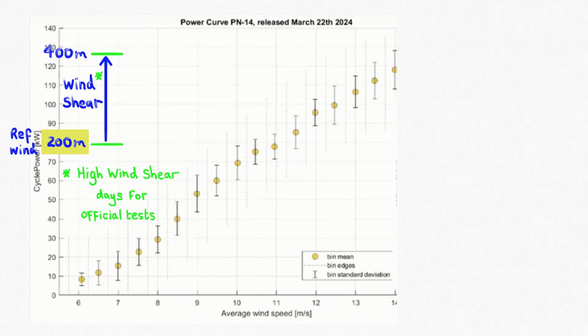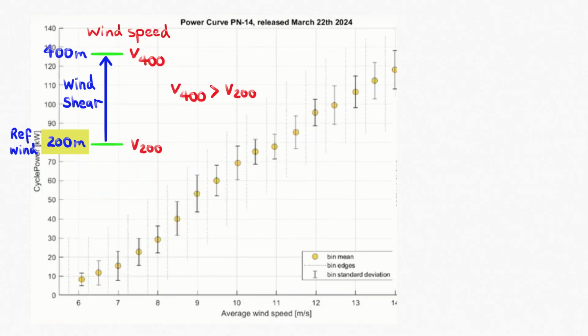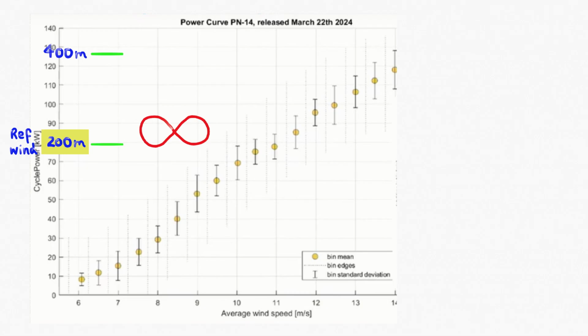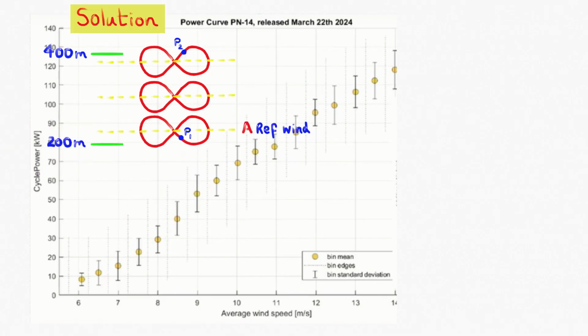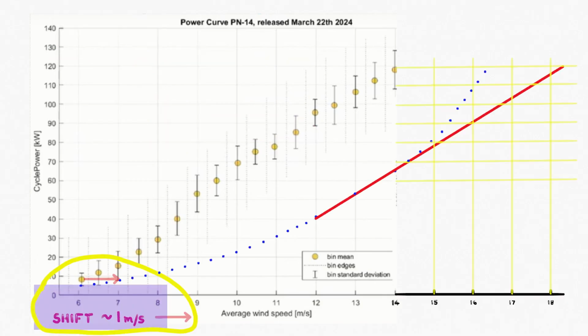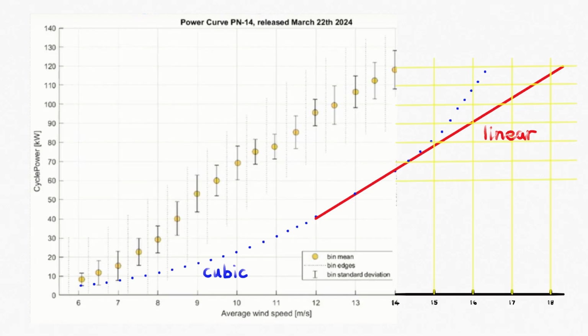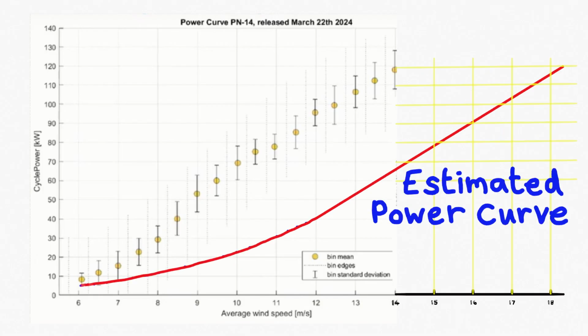This is a review of the published SkySails power curve. Only one reference wind speed at 200 metre altitude was used for all figure 8 loops reeled out to 400 metre altitude. Due to wind shear, the wind speeds are different at altitude. The measured power curve is shifted left from reality, giving it an inaccurate better performance. The estimated power curve is shown.